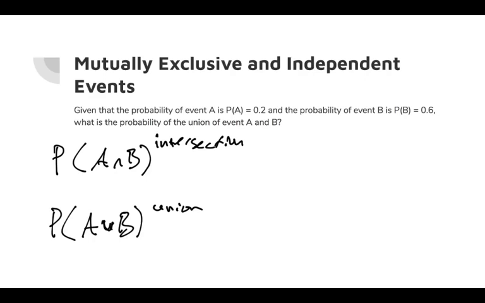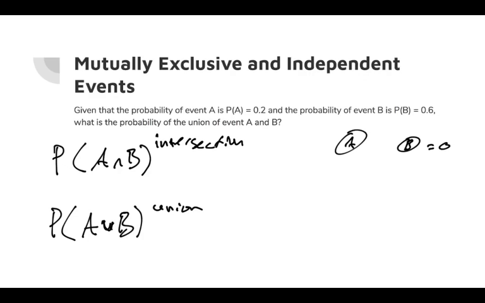For events that are mutually exclusive, I want to know what they have in common, right? That's 0. This would be this case, where A and B are separate, so they have nothing in common. So the intersection of them would be 0.